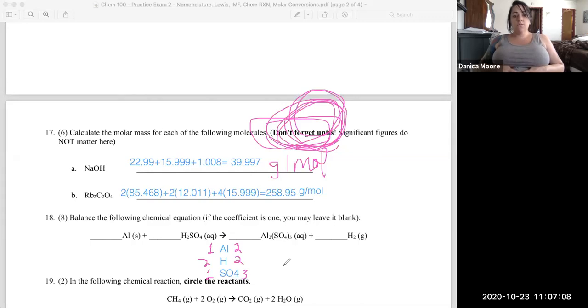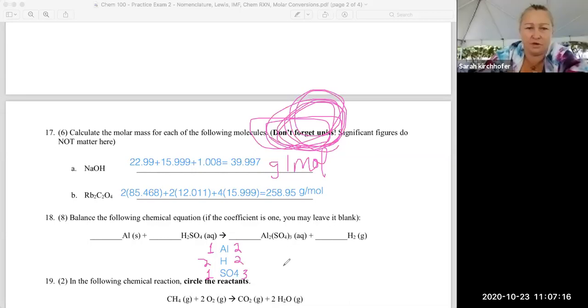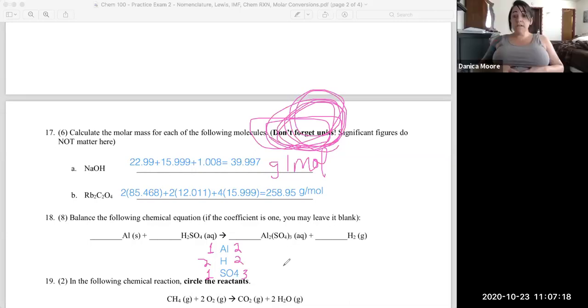Cool. So what's the first thing we're thinking we want to do to balance this? You want to balance the aluminum? Sure, we can do that. We have 2 aluminum on this side and 1 on this side. So let's put a 2 here. Then we can erase this.